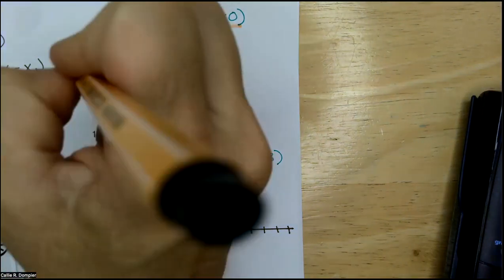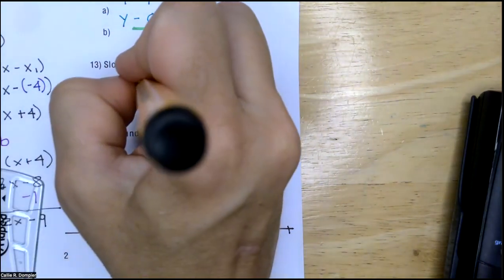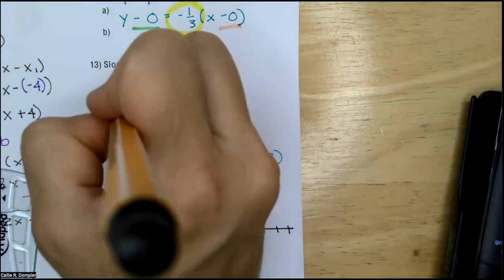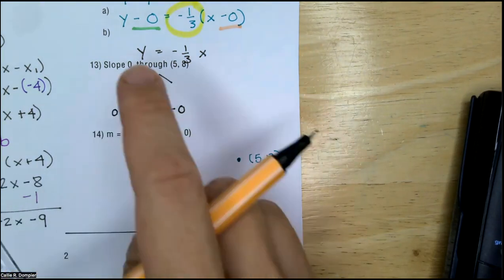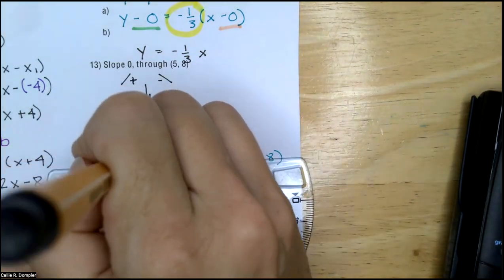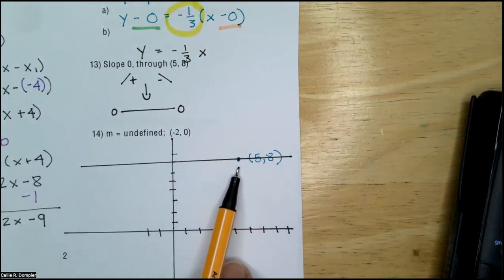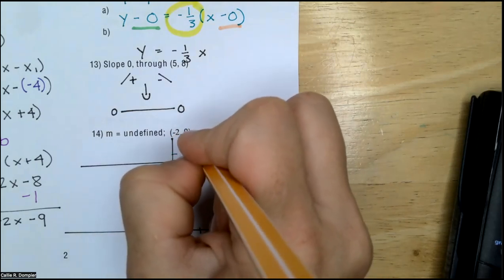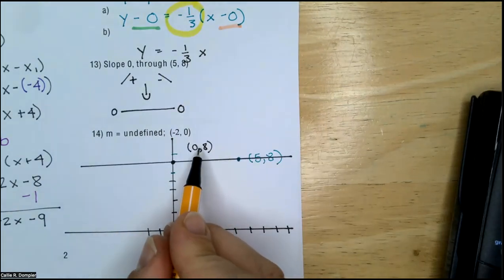If the slope's going this way, it's positive. If the slope going this way, it's negative. If the slope is straight up and down, it's undefined. If a slope is flat, it's a 0 slope. So based on slope man, we know that a slope of 0 looks like that, right? A slope of 0 through 5, 8 also goes through the points 0, 8, 1, 8, 2, 8, 3, 8, 4, 8, 5, 8.